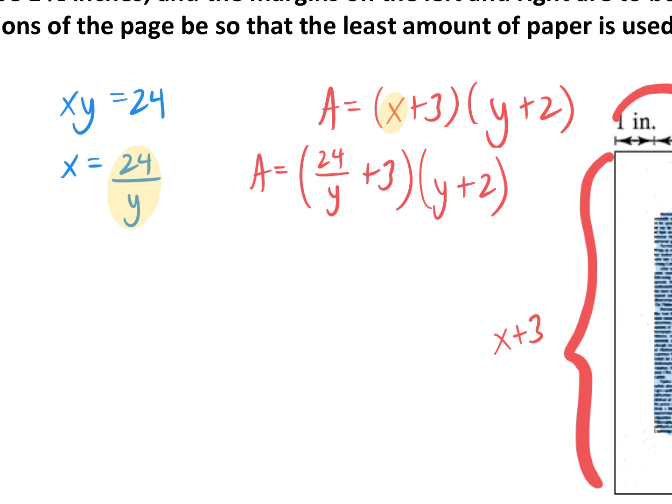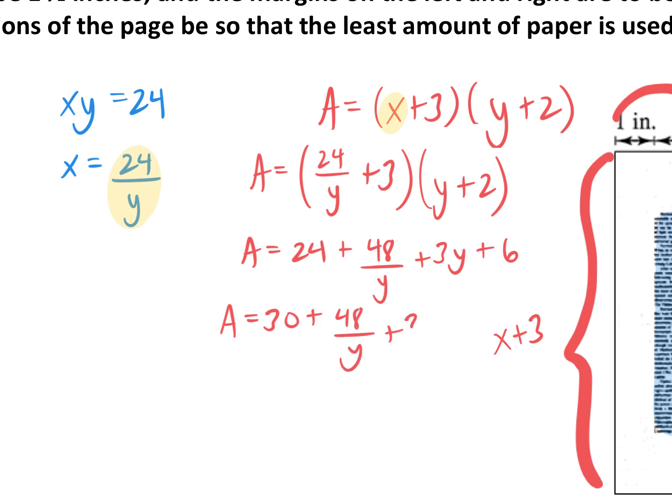Now we could technically take the derivative right now without simplifying it, but I think it'll make your life easier if you simplify it first. So let's go ahead and distribute this to get just one polynomial instead of two factors. I would get 24 plus 48 over y plus 3y plus 6. And if we simplify that, we get 30 plus 48 over y plus 3y. Now we can take the derivative of that pretty easily, right?